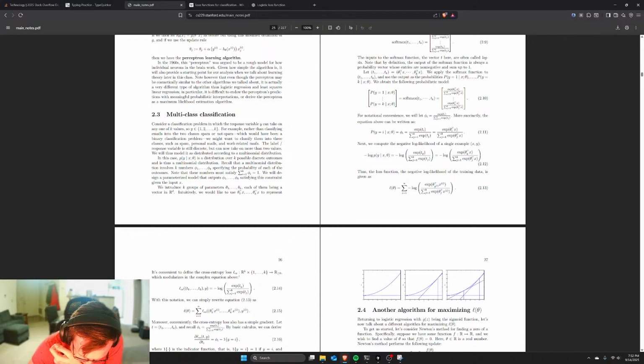Over the sum of exp of theta_j transpose xi. Holy shit, machine learning is cool as fuck, man.